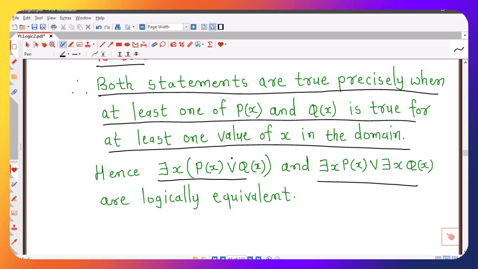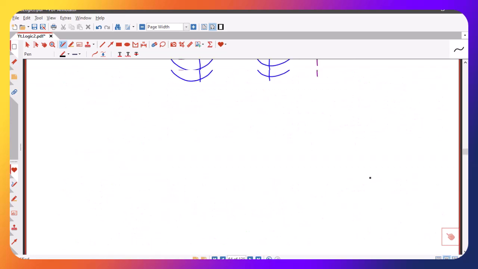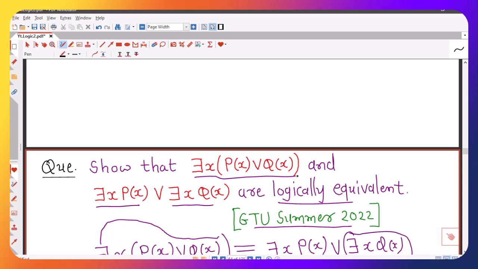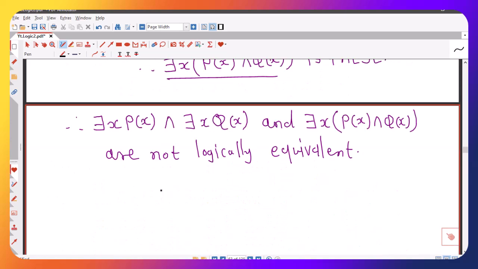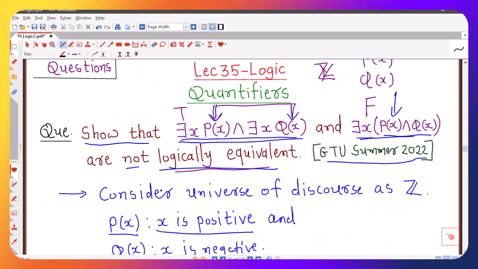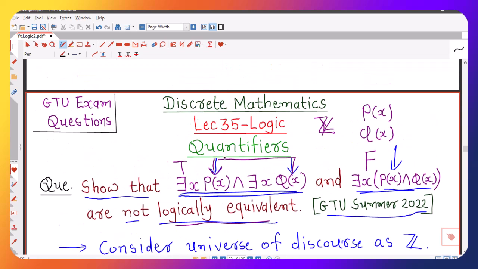And we have seen in the previous example that if we replace this disjunction by conjunction, then they are not logically equivalent. These two are logically equivalent if we are using disjunction, and if we are considering conjunction, then they are not logically equivalent. So this is a nice question. It was asked in the GTU Summer 2022 exam.